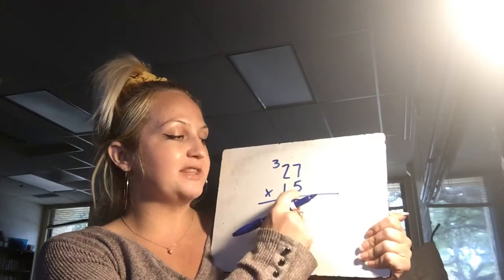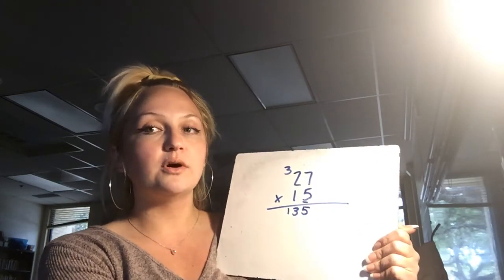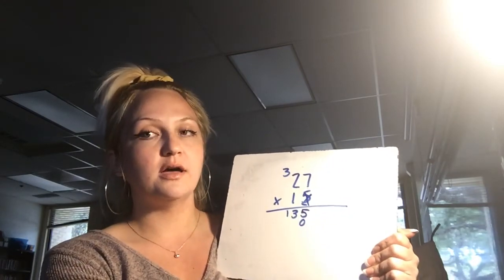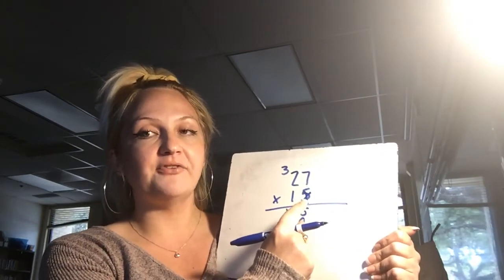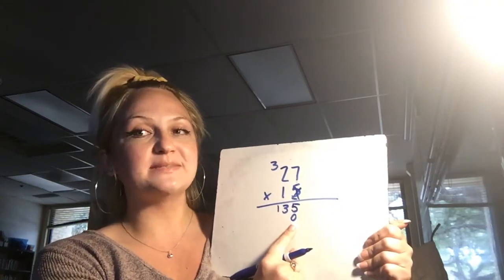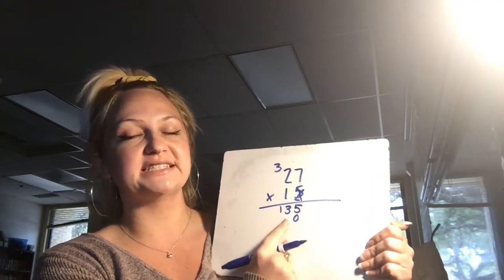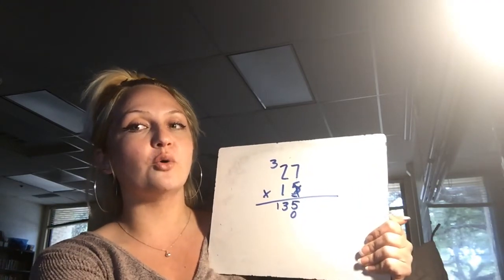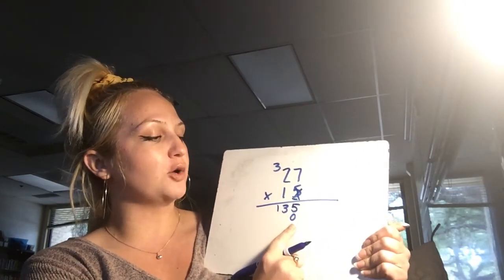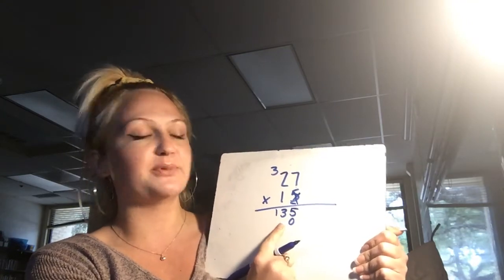Now, we are done with this 5, and we are going to do something called X and O. Xing out that 5 because we've already done it, and putting an O in the ones place because we are done with it and we're moving over to our tens place. So X and O, this is a 0 and it shows that we are no longer working in the ones place. We have completed this and we are now working in the tens place.